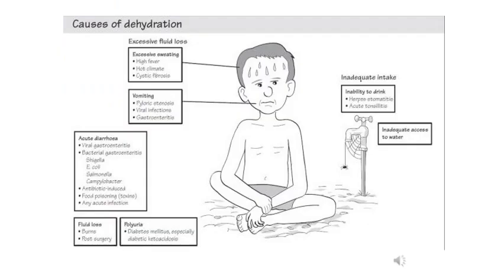So this slide shows you some of the causes of dehydration, and especially you can see the bacterial gastroenteritis that we just talked about, food poisoning. Those are some of the things that directly associate here with the infectious diseases that we're talking about.